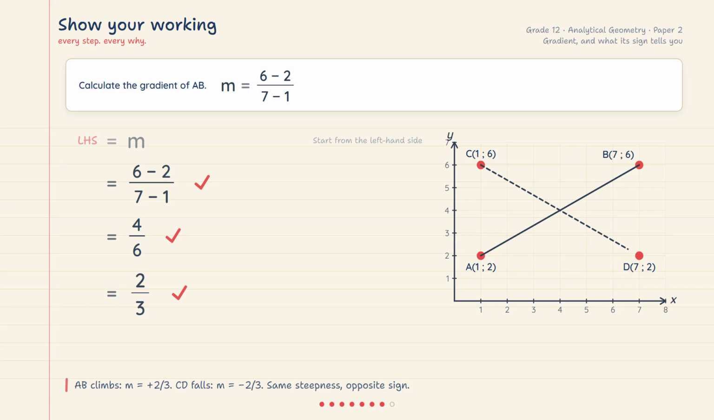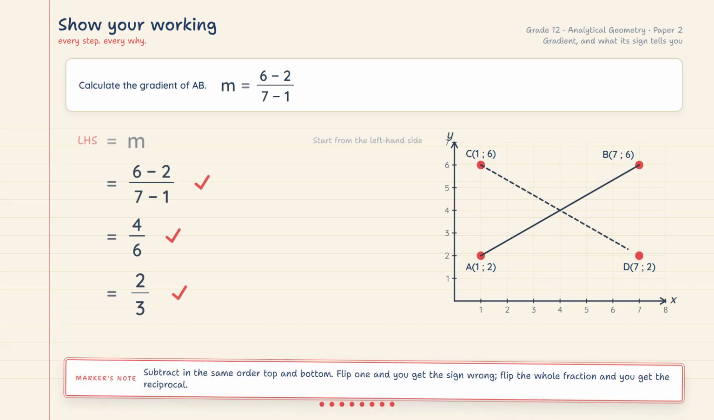Here is the other one. C to D covers the same 6 across, but it drops 4 instead of climbing 4, so its gradient is minus 2/3. Same steepness, opposite direction. That is the whole rule. Read the line left to right, and if it goes up, the gradient is positive. If it goes down, the gradient is negative. Before you write any gradient down, look at your picture and ask which of those two it is. It costs a second, and it catches a dropped minus sign.